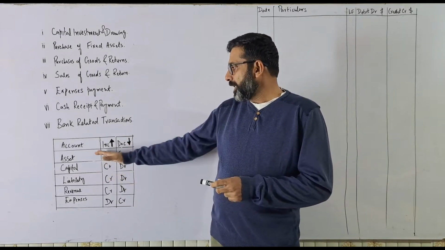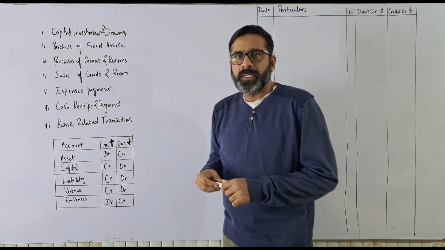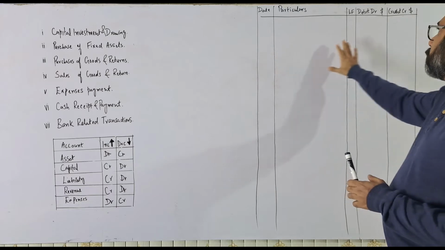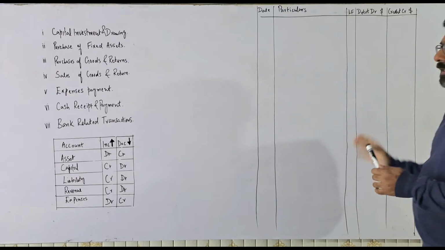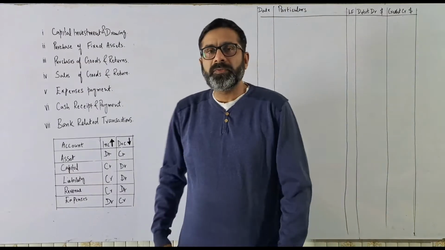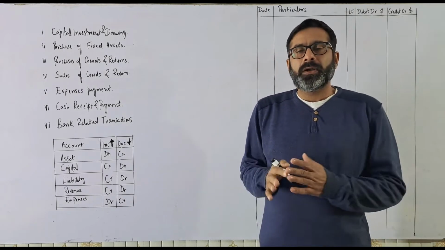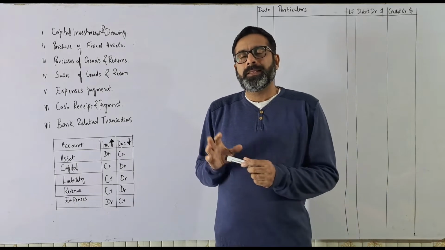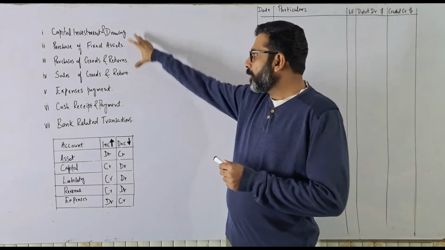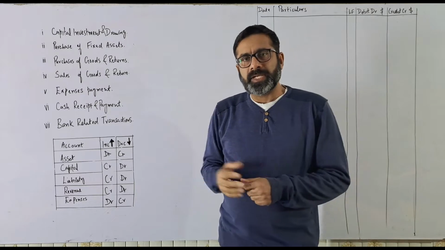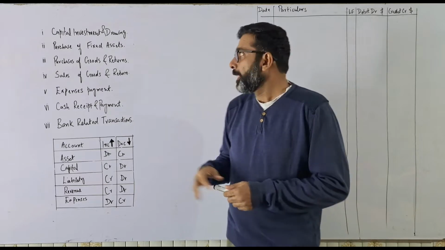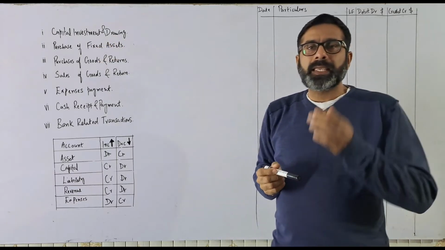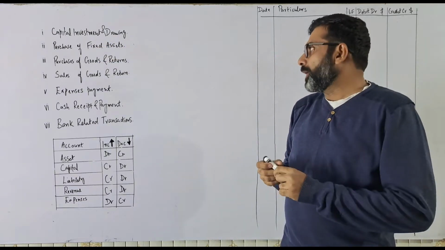The same rule of debit and credit applies here, and then we have a journal with the date, particulars, ledger folio, debit and credit. So today we will discuss some of the basic categories of transactions. Almost 80 or 90% of transactions fall within these 7 types. The first transaction we are going to discuss is the concept of capital investment and drawing.